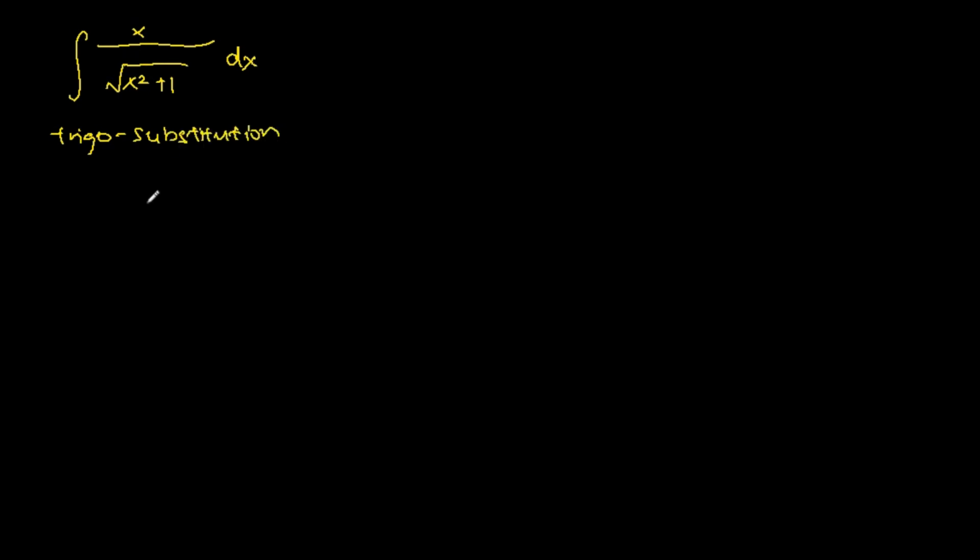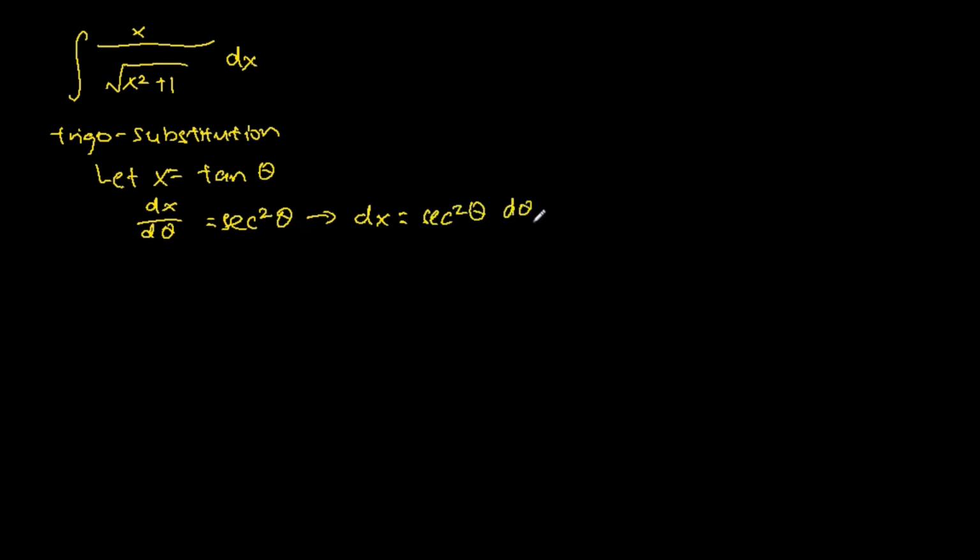The first step, we will let x be equal to tangent theta, and we differentiate x with respect to theta. This gives us secant square theta. Multiplying both sides by d theta, we will get dx is equal to secant square theta d theta. Right? So straight away we can pretty much substitute the x as theta.